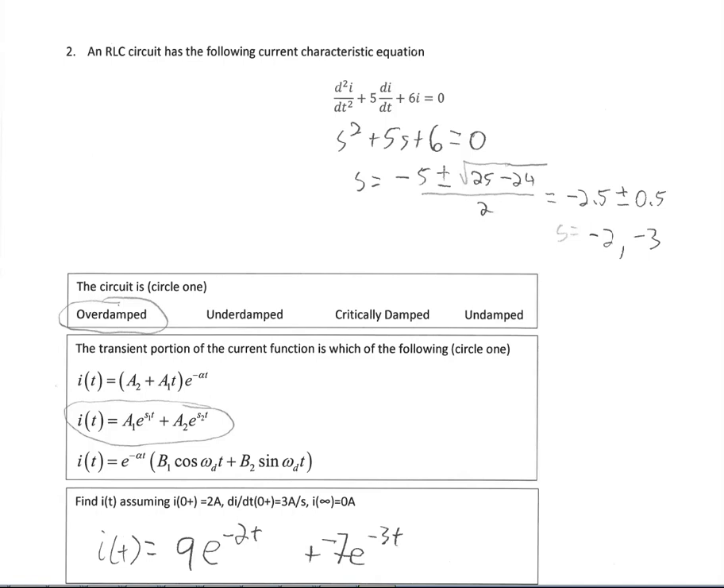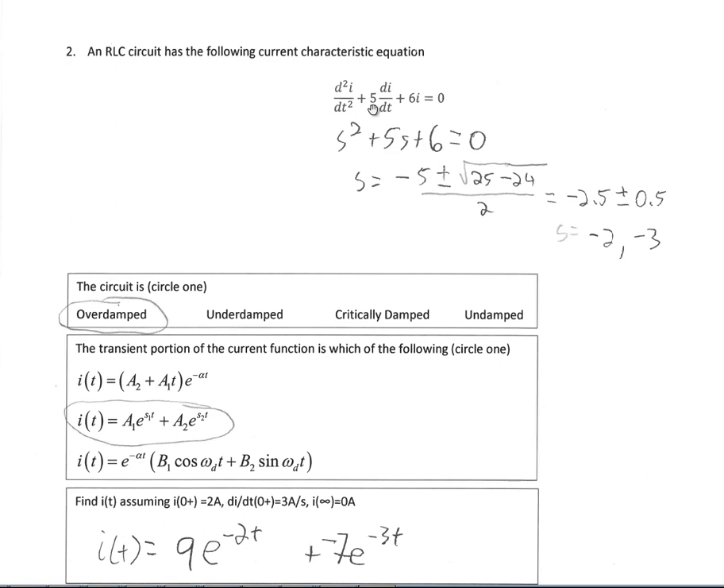In problem 2 on the quiz that you took last week, you were asked to look at this second order differential equation for the current that you see here, and you were asked to find several things. You were asked to determine what type of damping would be in the expression for that circuit. You were asked to find the transient portion of the expression for the current with respect to time, and ultimately you were asked to find the complete solution for I of t.